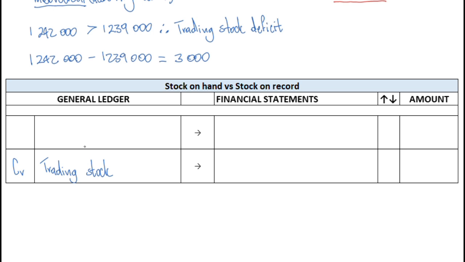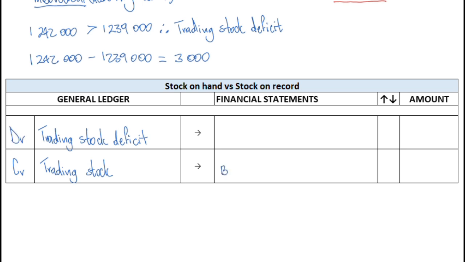We must also recognize the stock loss as an expense. So we will create an account called trading stock deficit account. Expenses increase on the debit side, so we will debit the trading stock deficit account with 3,000 rands.